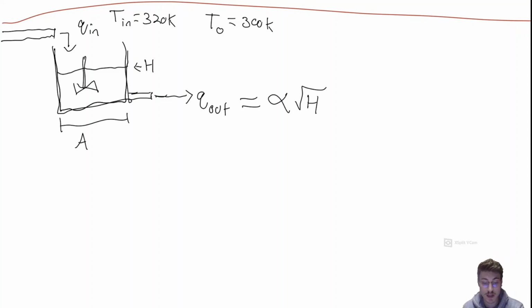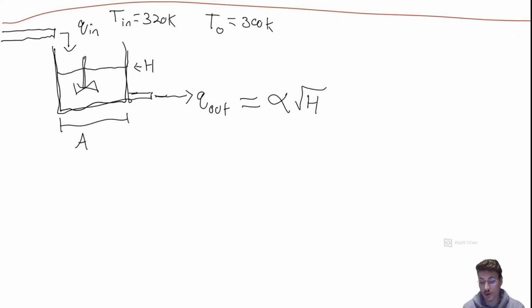and then it has a stirrer in it, and we're going to say that the liquid inside the system is pure water, and the liquid coming into the system, which we're going to represent as Q in, is coming in at 320 Kelvin, and then the initial temperature of the system is at 300 Kelvin. So we're going to see how that temperature changes with time.